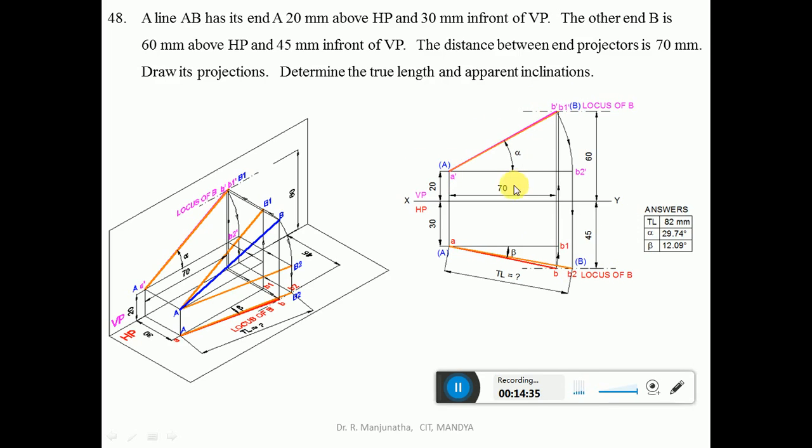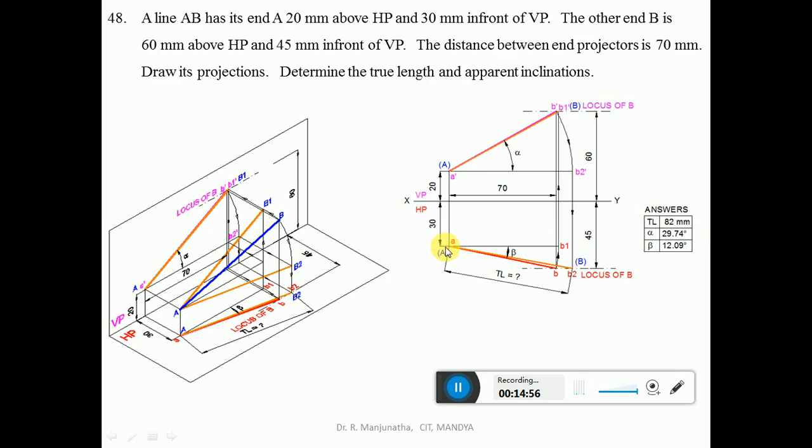And also, by using the protractor, you measure the apparent inclination, that is the front view line inclination, and mark that angle as alpha, where alpha is 29.474 degrees when you are doing it in computer. When you are doing it manually, it will be 30 degrees.